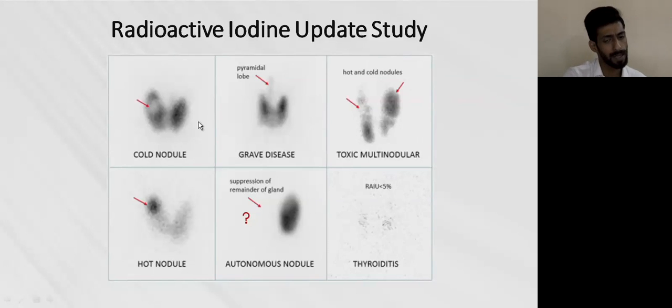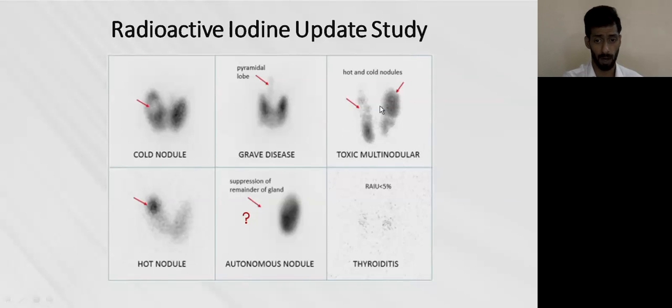The next common thing that we see is a Graves' disease patient, where again you can see that the tracer has been uniformly taken up by the entire thyroid lobe, including your pyramidal lobe, with high uptake. Okay, that is classical of Graves' disease. We'll go into that again, just quickly show you.